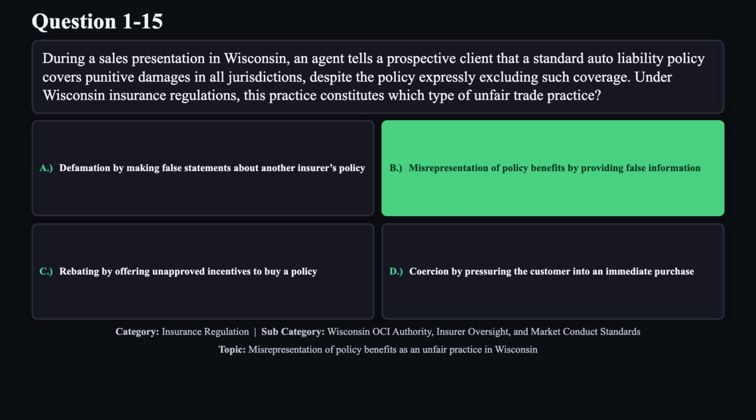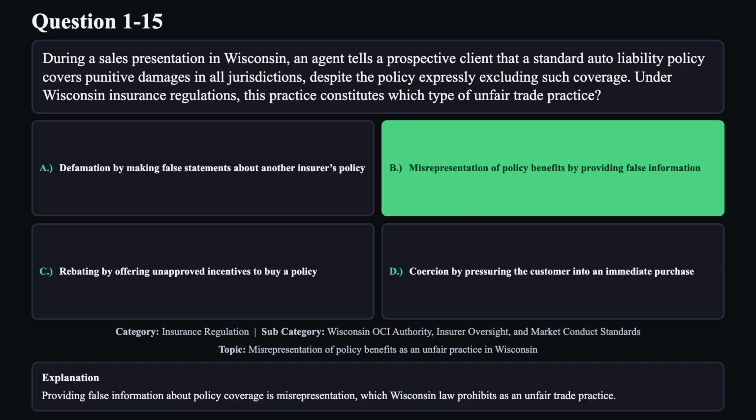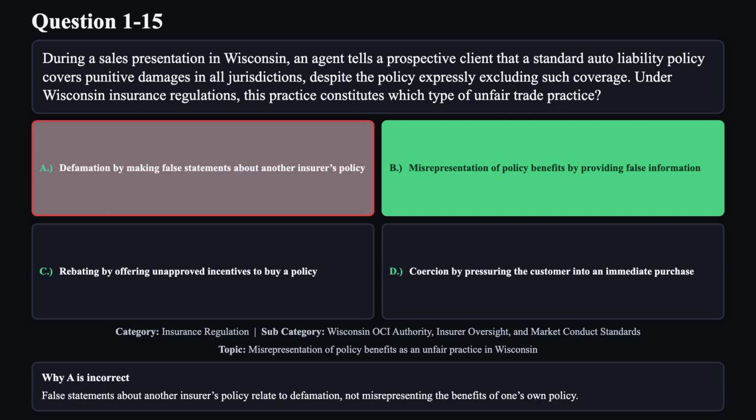The correct answer is B. Providing false information about policy coverage is misrepresentation, which Wisconsin law prohibits as an unfair trade practice. Reason A is not correct. False statements about another insurer's policy relate to defamation, not misrepresenting the benefits of one's own policy.